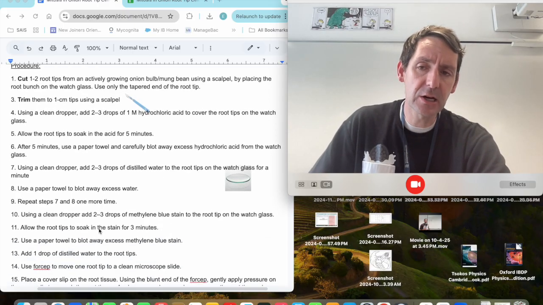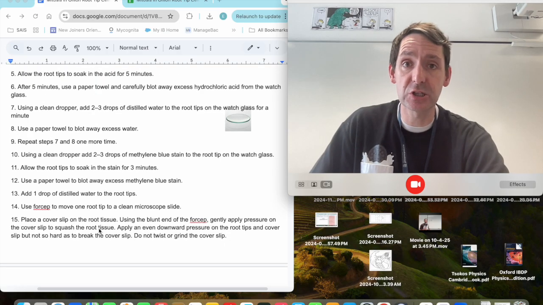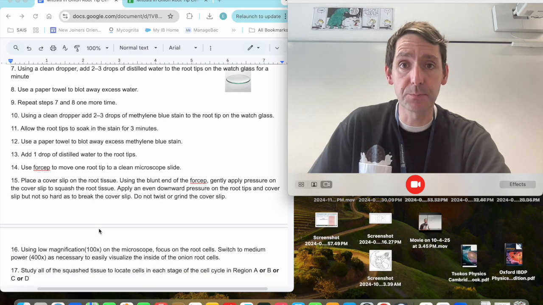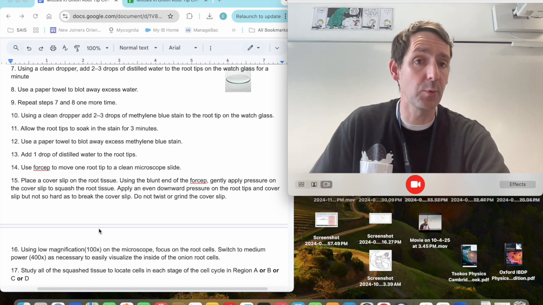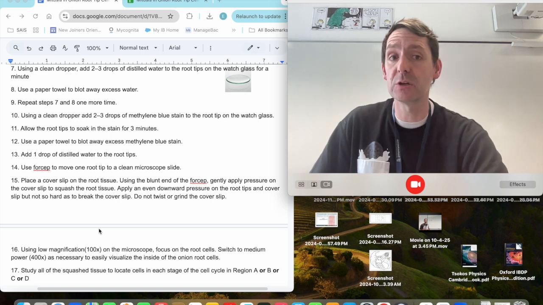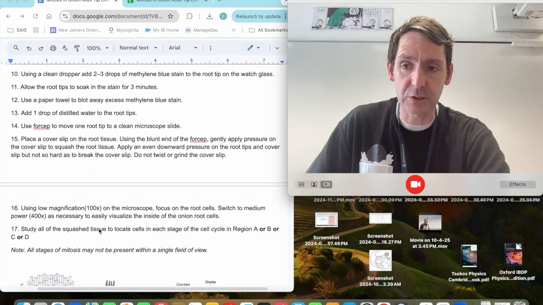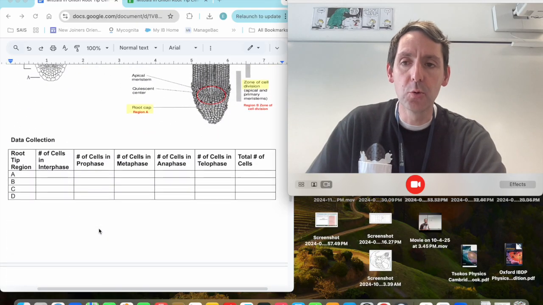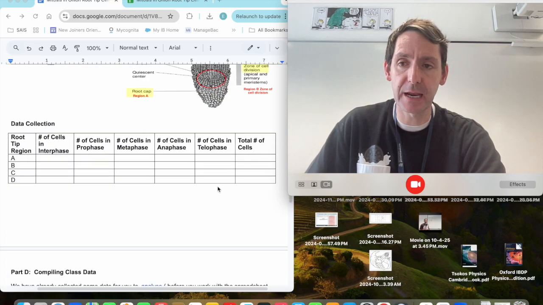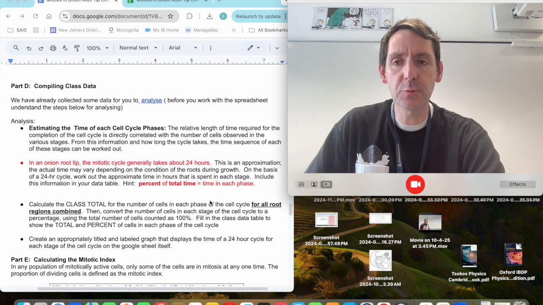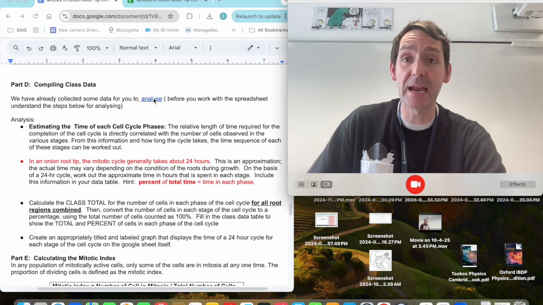All right, so here is the procedure. The procedure is just to set up the lab to process the root in such a way that we can hopefully visualize which cells are undergoing mitosis and which ones are not. So now, this is where you would have collected your data, but what we've done for you is we've actually compiled a group of data, okay?